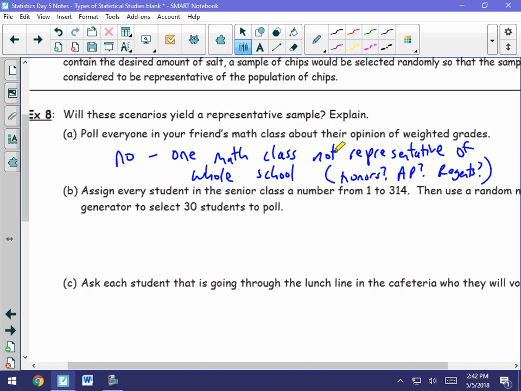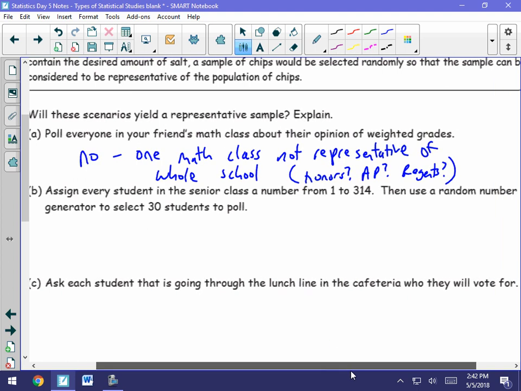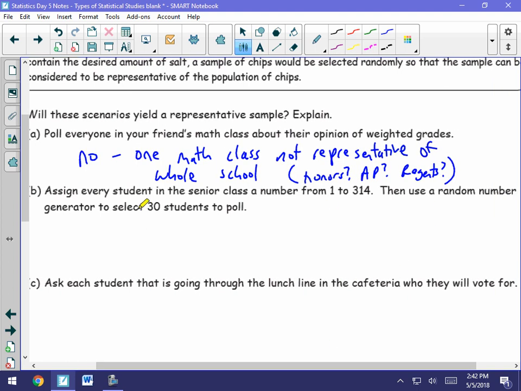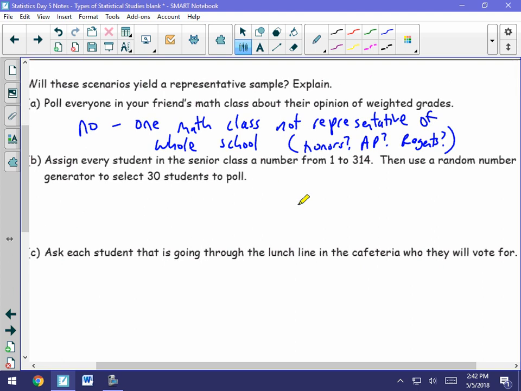Letter B says, assign every student in the senior class a number from 1 to 314, then use a random number generator to select 30 students to poll. Okay, so we're really using our random selection here. That's going to give us a good representative sample. Again, because we are randomly selecting our people that we're asking. Okay, so the more random it is, the more representative it's going to be of the whole population.